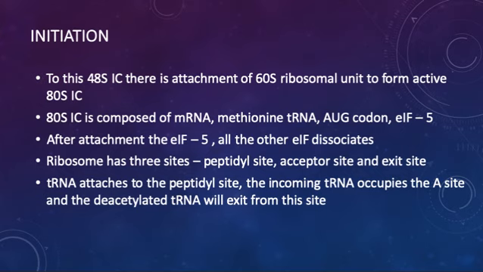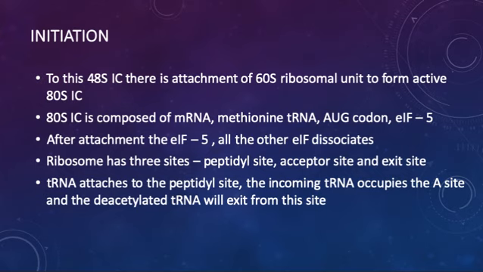Now this ribosome has 3 specific sites on it. We call these sites the peptidyl site, the acceptor site, and then there is the exit site. So we have 3 sites on the ribosome: the peptidyl site, the acceptor site, and the exit site. The peptidyl site is where the amino acid gets attached, and there is formation of the attachment of the subsequent amino acid.